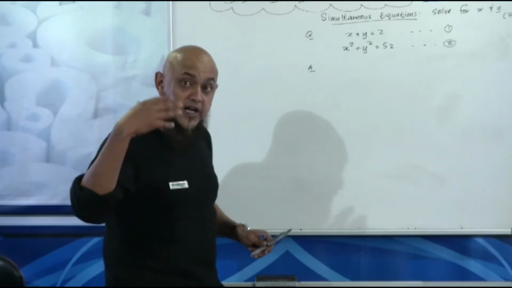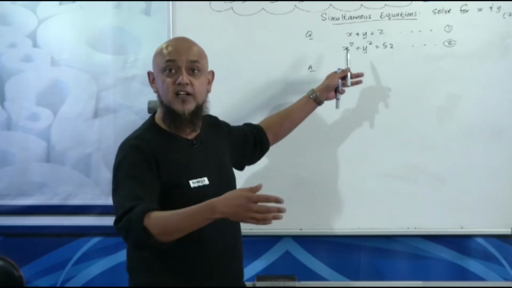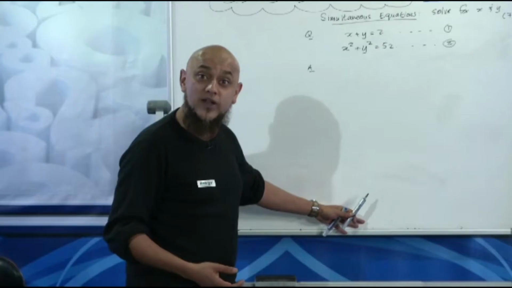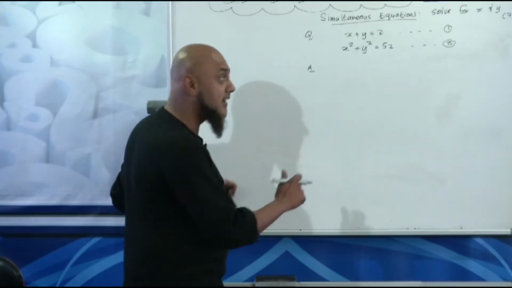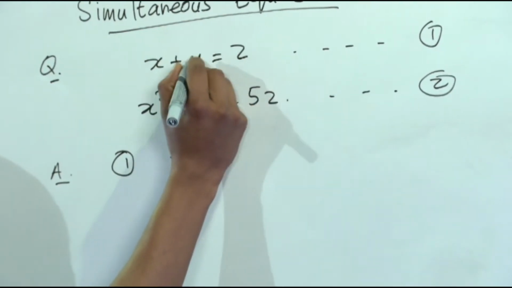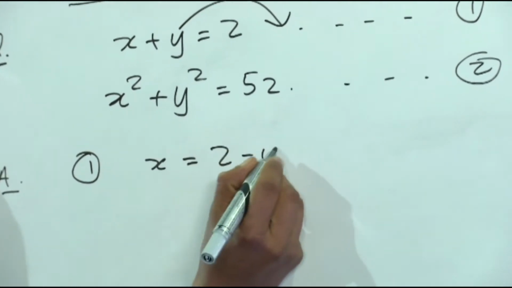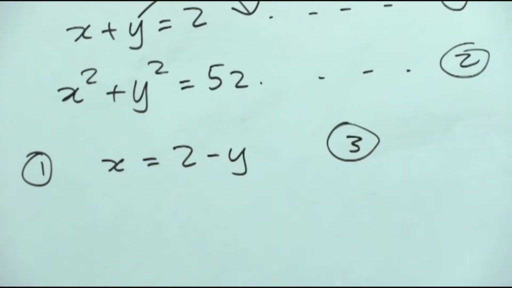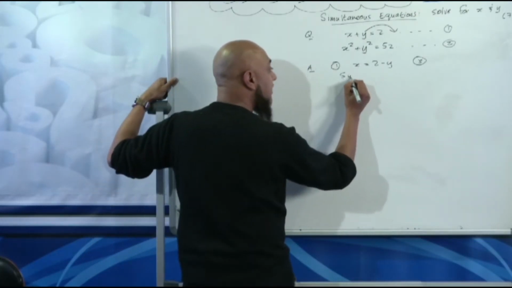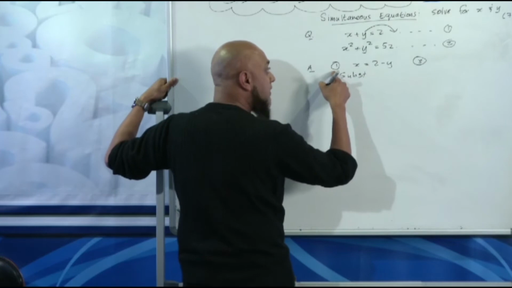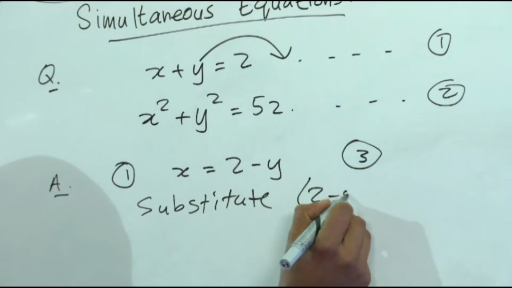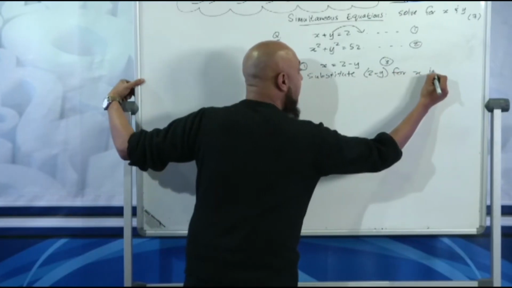Now, for those of you who are advanced and who know it already, you can immediately start going. As I am talking, you can already start working. You'll already see exactly what the final solution is going to be. Let's get started. We start in equation number 1, and we say x is equal to, we take the plus y to the other side, we get 2 minus y. If you want to, you can call it equation number 3. We now substitute 2 minus y for every x in equation number 2.